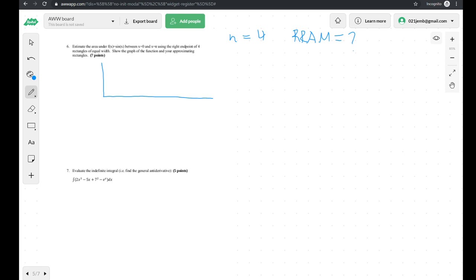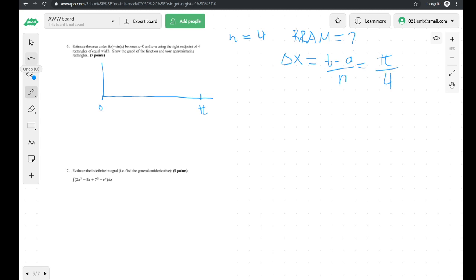Okay, so if n equals 4, and we know that the initial value of x is 0, and the final is going to be pi, then we can say that delta x, the change in x, is going to be the final value b minus the initial value a divided by the number of rectangles we have. All of that's going to be, my apologies, it's not 4, b is pi. So that's going to be pi minus 0 divided by 4.